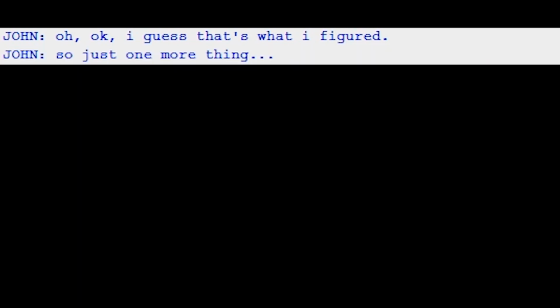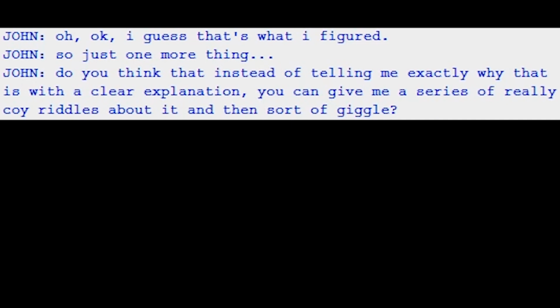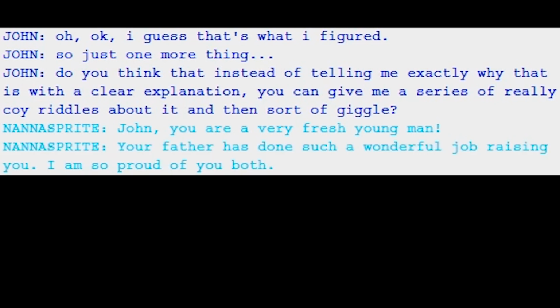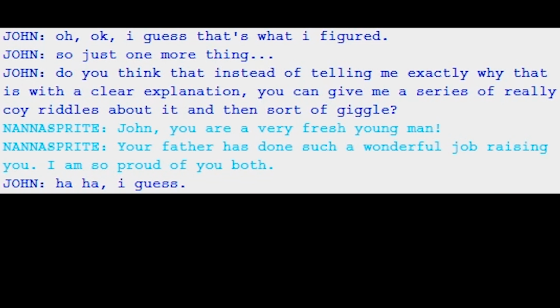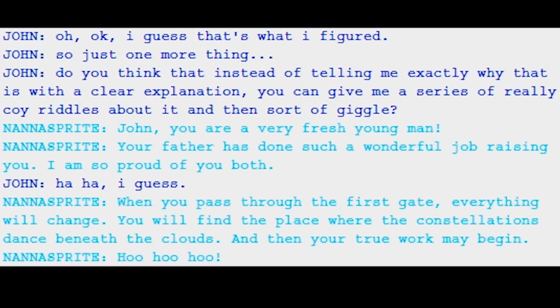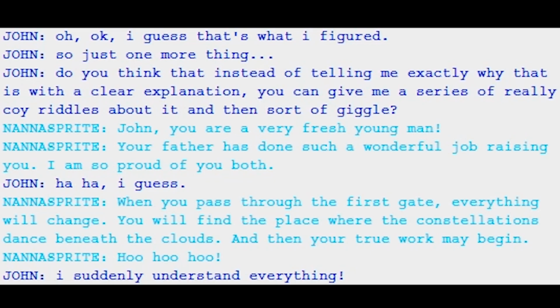So just one more thing. Do you think that instead of telling me exactly why that is with a clear explanation, you can give me a series of really coy riddles about it and then sort of giggle? John, you are a very fresh young man. Your father has done such a wonderful job raising you. I am so proud of you both. I guess. When you pass through the first gate, everything will change. You will find the place where the constellation stands beneath the clouds, and then your true work may begin. Woohoo! I suddenly understand everything.